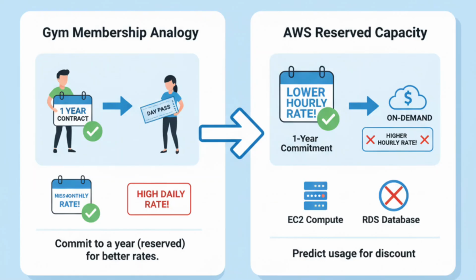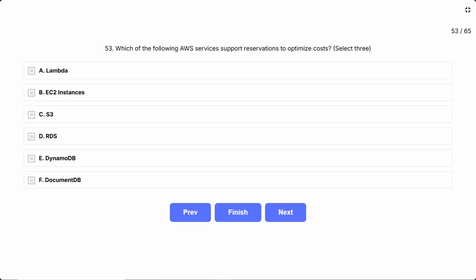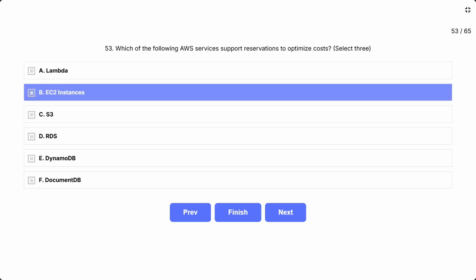Think of reservations like signing a gym membership contract. If you commit to using the gym for a year, reserved capacity, you get a better monthly rate than paying for day passes, on-demand pricing. AWS offers this discount model for compute and database services where you can predict steady usage. The correct answer is B, EC2 instances, D, RDS, E, DynamoDB.